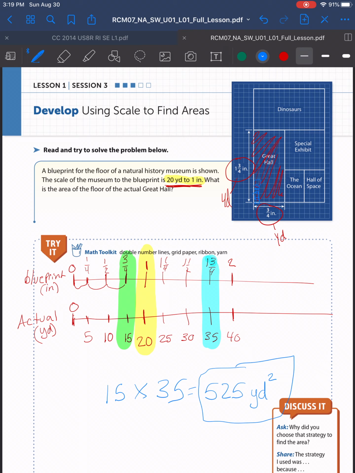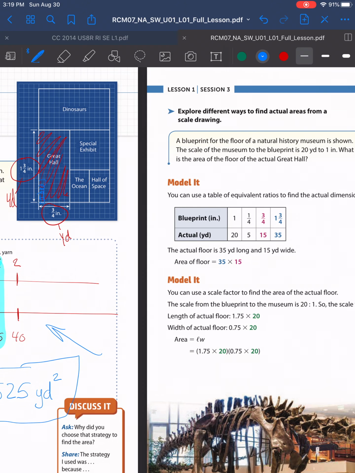Okay, so that's one way you could find the answer. Another way could be to just multiply. We could take 3/4 of an inch and times it by 20 and find 15. And we could take 1 3/4 and times it by 20 and get 35. Okay, and then after that, we could just times both of those together and get 525 yards squared. However, timelines like these are super easy to make, and to me, they just make more sense. Like, you can visually see it. Okay, let's turn the page.